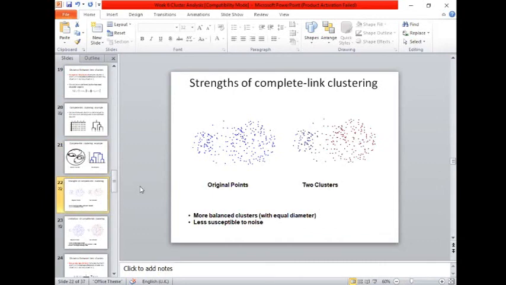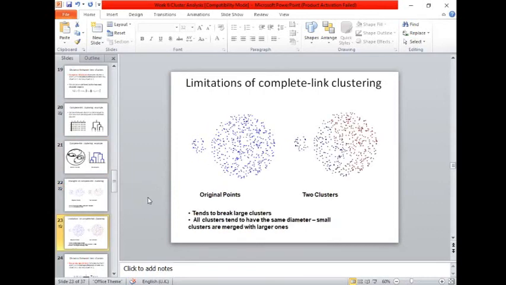If you go into the strengths of complete link clustering, these are the original points and the two clusters. These are more balanced clusters with equal diameter and less susceptible to noise. But the limitation of complete link clustering is that it tends to break large clusters, and all clusters tend to have the same diameter. So it becomes small on the part, and clusters are merged with the larger ones, just like the red dots here.